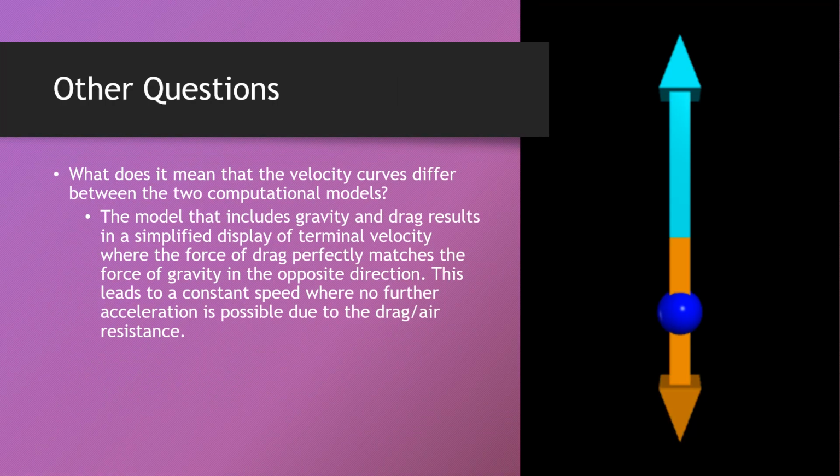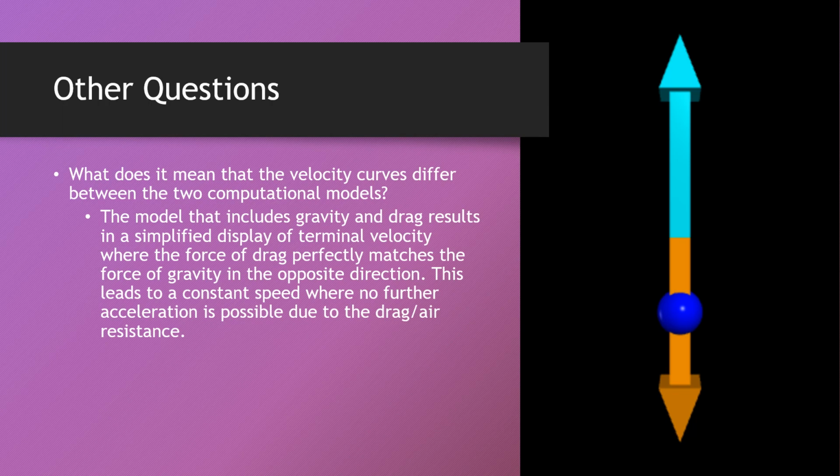Now on to other relevant questions. What does it mean that the velocity curves differ between the two computational models? The model that includes gravity and drag results in a simplified display of terminal velocity, where the force of the drag perfectly matches the force of gravity in the opposite direction. This leads to a constant speed where no further acceleration is possible due to the drag/air resistance.